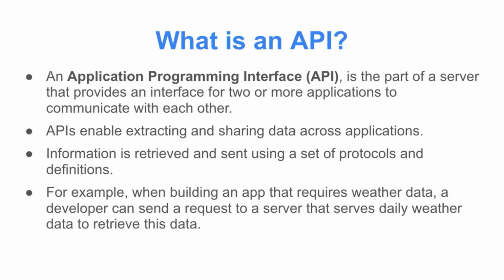Many of the applications that we use on a day-to-day basis make use of APIs to perform certain functions. So, for example, let's consider an app that requires weather data to function. In the case that the application is not producing this data by themselves, in order to get this information, they can make a request to a server that serves this daily weather data. And then they can integrate that into their application that way.